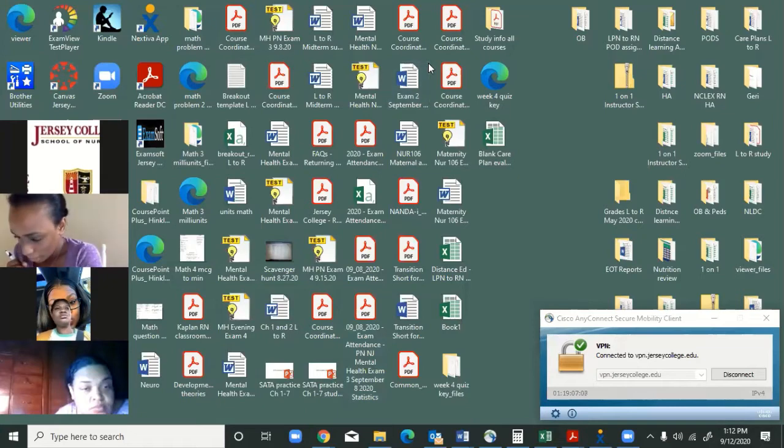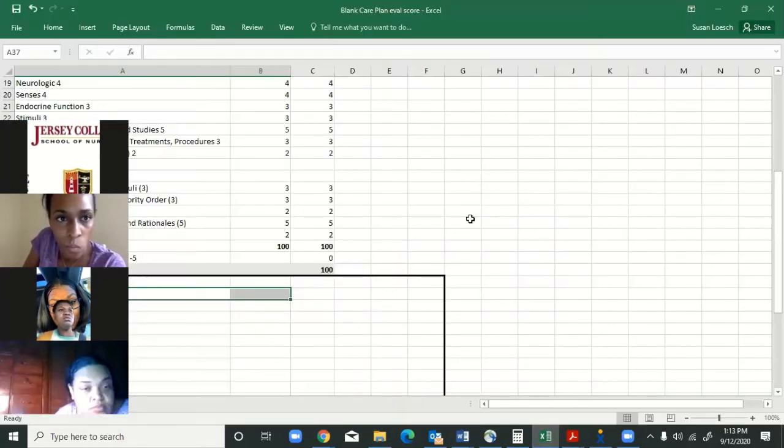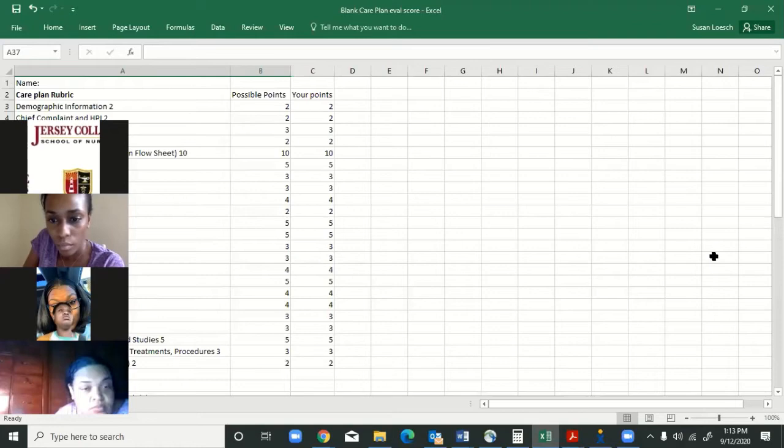Now, I'm asking for anyone who wants revisions, and let me just pull something up for you. Okay. So this is what I use to evaluate it. You get points for each section. But if you send it in, let's say you send your interventions in without rationales, because for those interventions you have to have 5 interventions, 5 rationales, and references. And it either has to be a link there that I could click on to go to the reference, or it has to be the author, the book, and the page number.